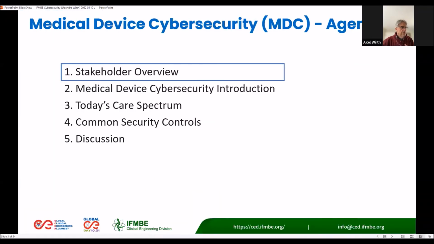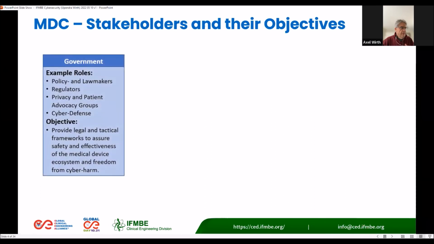So we're briefly going to talk about stakeholders and general trends in cybersecurity, then talk about changes in how healthcare is changing and how that impacts and is impacted by cybersecurity, talk a little bit about the technical side on how you actually can improve security, and then in the end have a little bit of time for discussion and questions. So really, who are the main stakeholders?